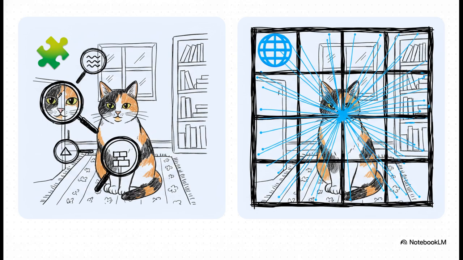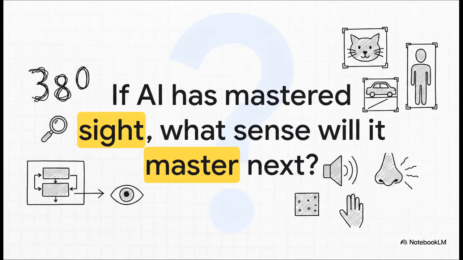A Vision Transformer is more like someone stepping way back to see the entire painting at once, understanding the global picture, the relationships between all the parts from the very beginning. This makes them incredibly powerful, but there's a catch. They are even more data-hungry than CNNs, which leaves us with a final big thought.